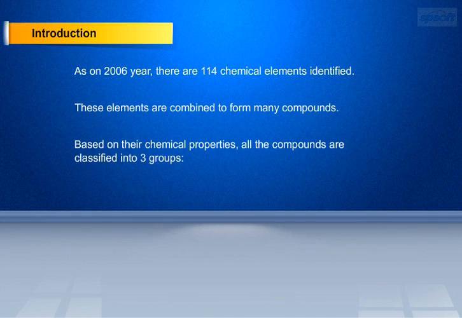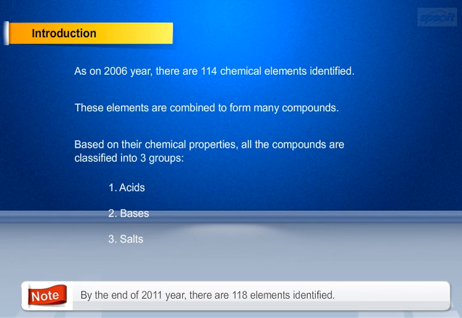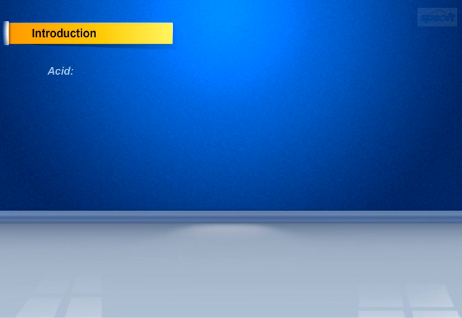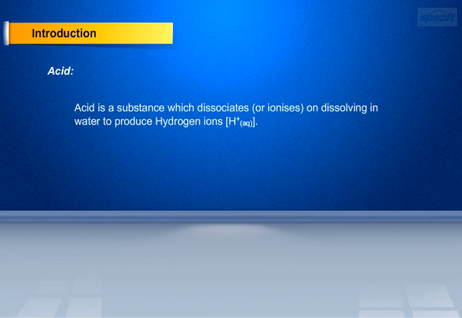Based on the chemical properties, all the compounds are classified into three groups. The three groups are acids, bases, and salts. Here note that, by the end of the year 2011, 118 elements are identified. Let us discuss about each group in detail, with their uses in our daily life. First, we will learn about an acid.